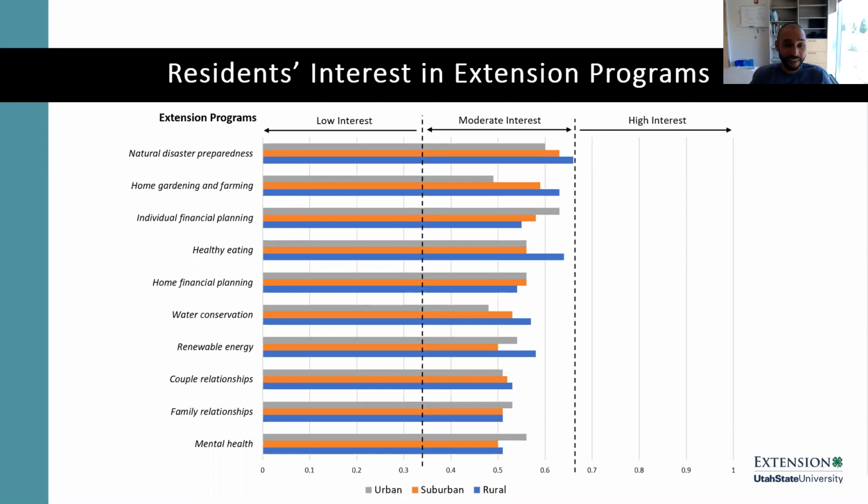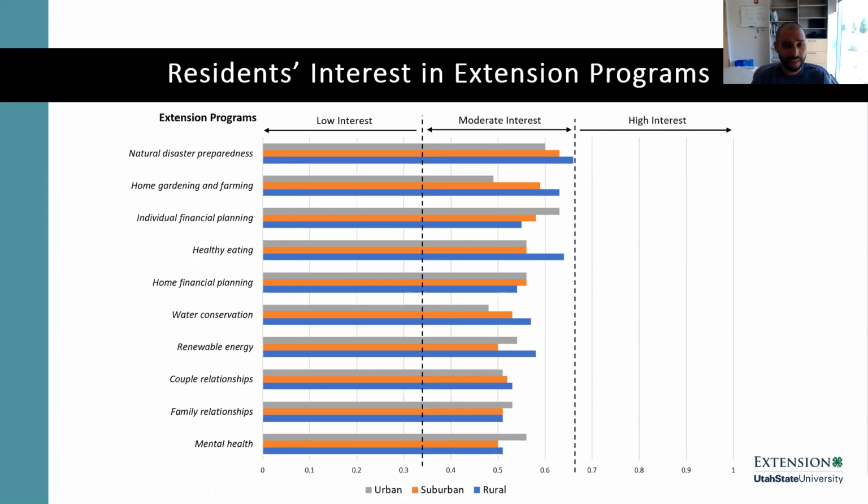So as you can see, residents did not show a high interest in any particular program. Those programs with moderate, tending to somewhat high interest were natural disaster preparedness, home gardening and farming, individual financial planning, and healthy eating.